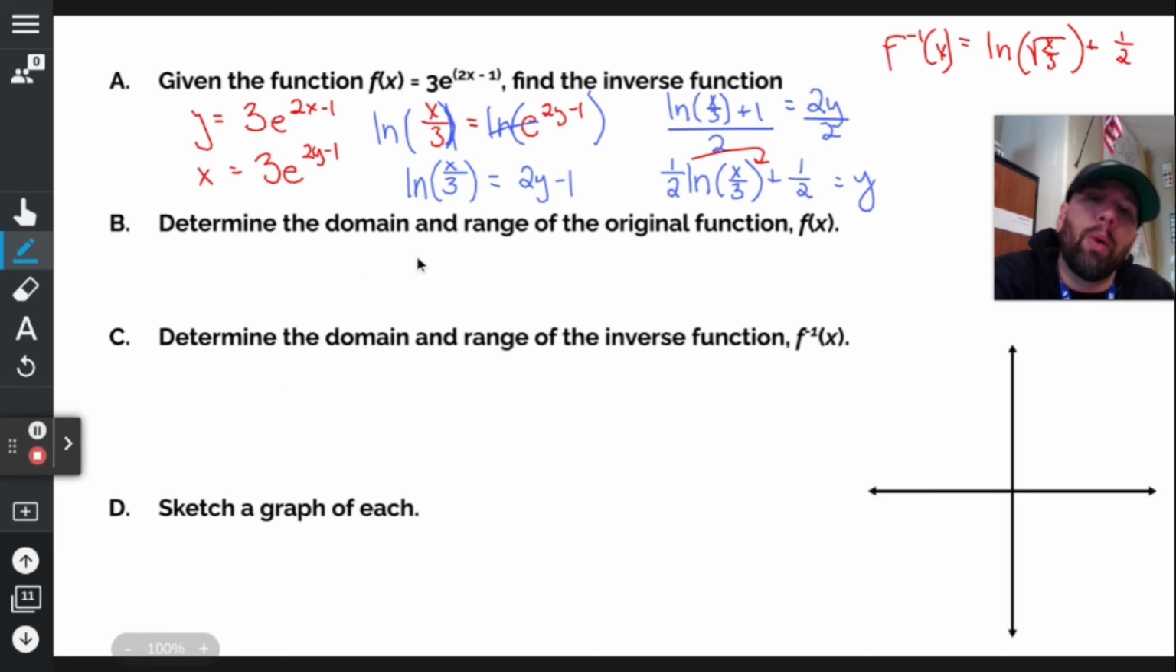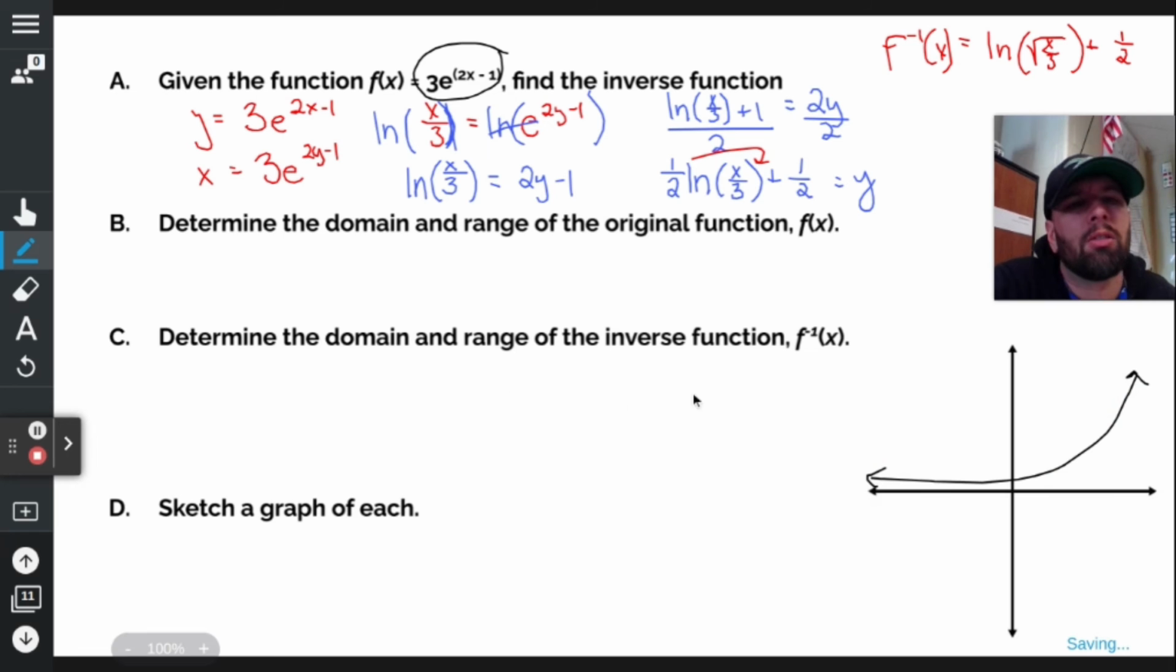Determine the domain and the range of the original function. Well, here's the original function, which is exponential. Since it's exponential, it's squeezed a little bit. That's what that 3 means. That 2x minus 1 shifts it right a half, which is not going to change much. It's still going to give me a domain and an image that looks like this. Maybe I should have moved it over, but we get the idea.